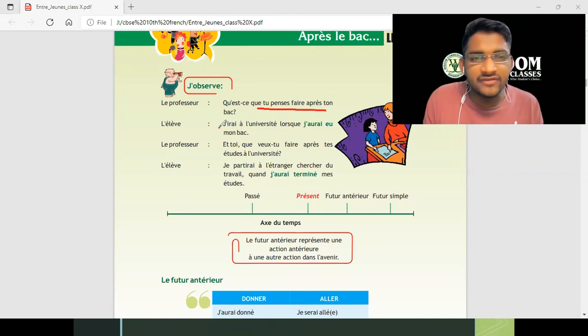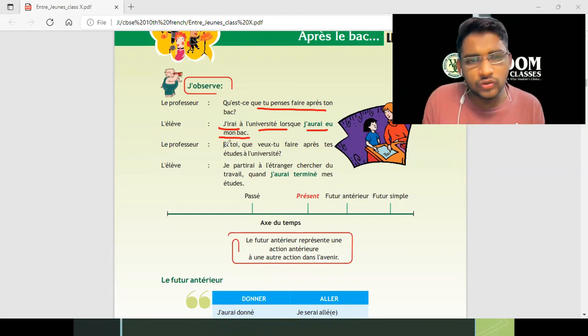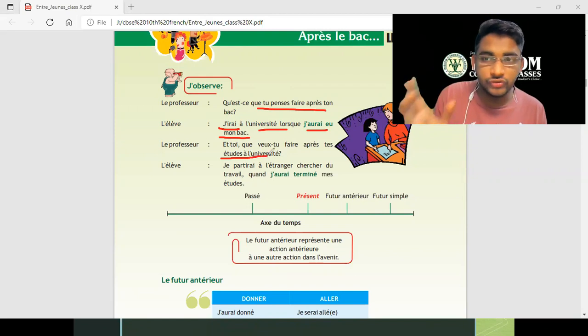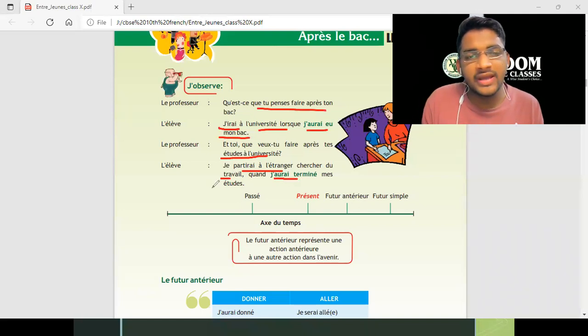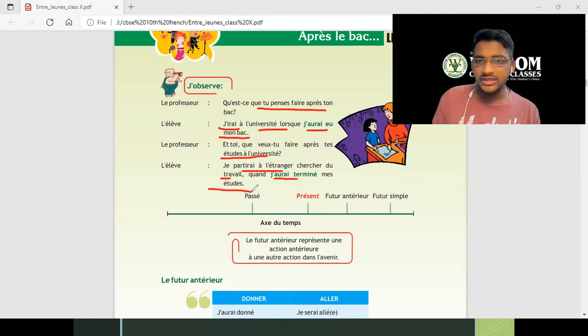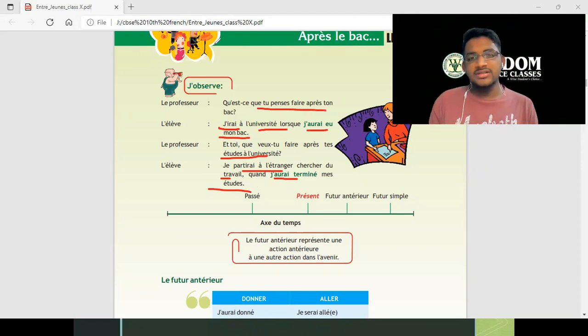So the student says, I will go. Again, future simple tense. Future tense, I will go to the university when I will have done or I will have finished my bac. So the plan of the kid is to go to the university. The professor says, and you, what do you want to do after your studies in the university? And after your studies in university, what are your plans? So he says, I will leave to abroad to search for some work when I will have finished my studies. So after completing his studies in university, his plan is to go abroad and to find some jobs.